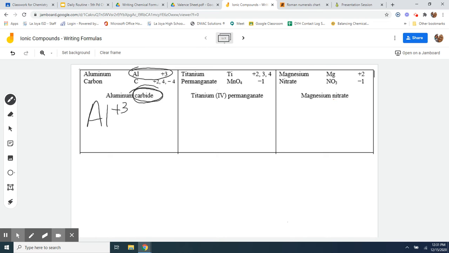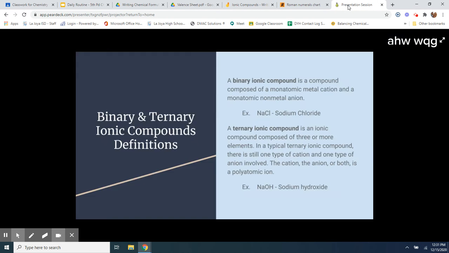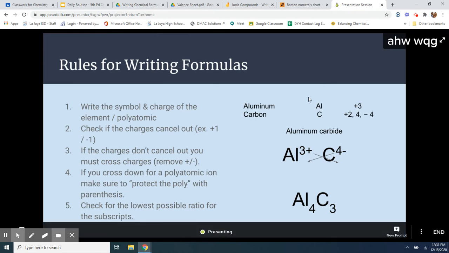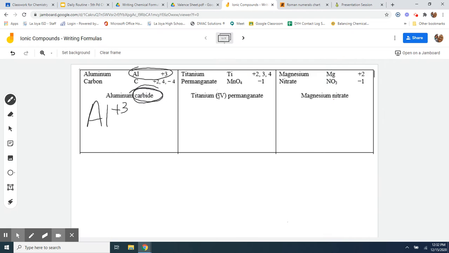Remember, if we go back into Pear Deck, well, look, right here. It says you have a metal cation with a non-metal anion. And you've got to remember, anions, N for negative. Cat, the T is for positive. Should I use a positive charge or a negative charge for carbide? What do you think?